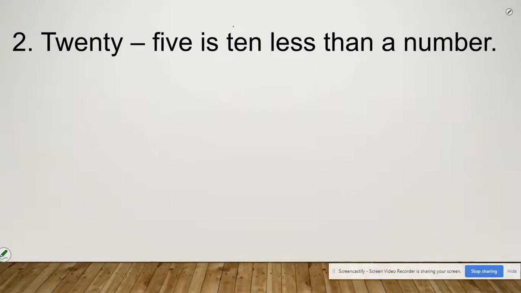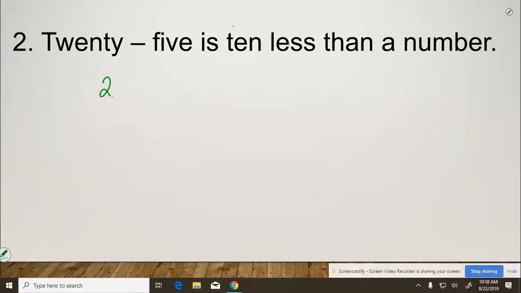Here, 25 is 10 less than a number. All right, so now it's twisted around a little bit. The number 25 is given, so we're going to write 25. We see the word is, there's our equal sign, and then it says 10 less than a number. This less than implies subtraction, but you wouldn't write 10 minus a number. You actually have to flip it around.